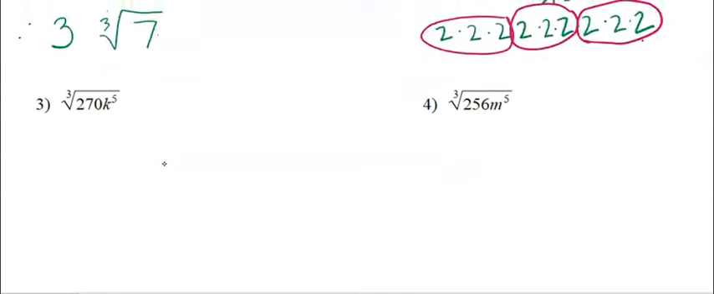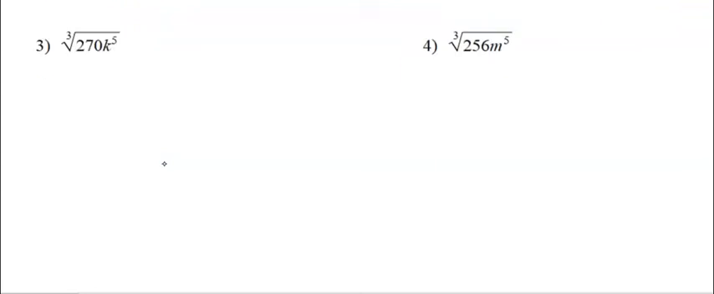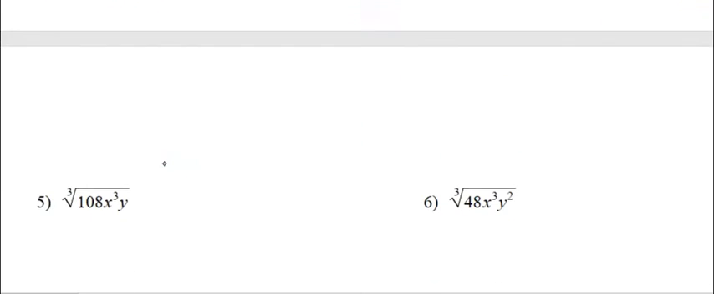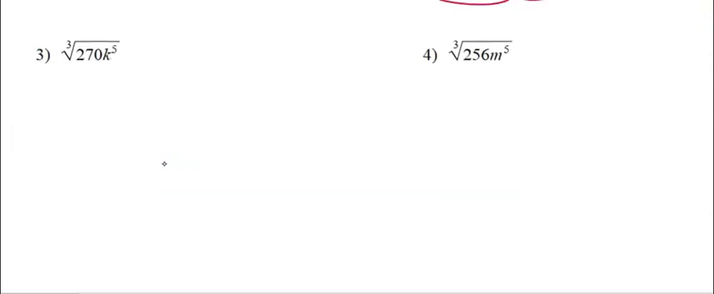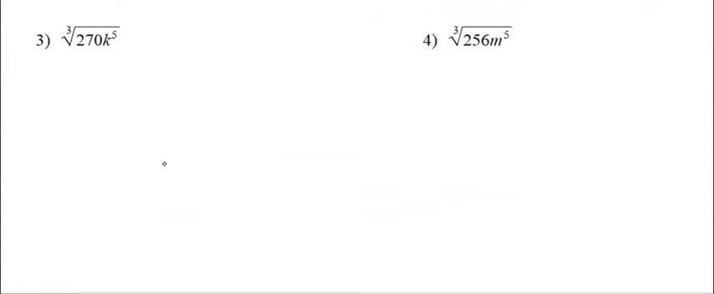All right, let's try one with variables. And probably after these two examples, the only thing I add on my next two examples are just more variables. So I've got 270 k to the fifth. So 270 I think of as 27 times 10. And then 27 is 9 times 3. And 10 is 2 times 5.